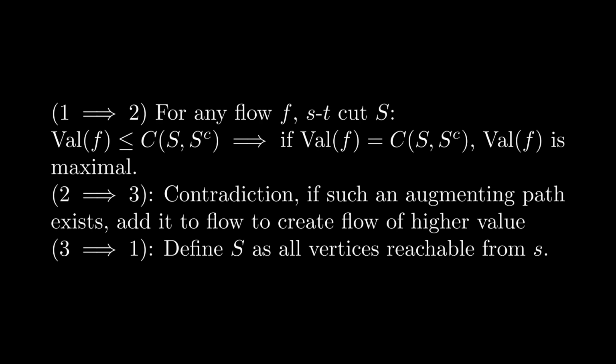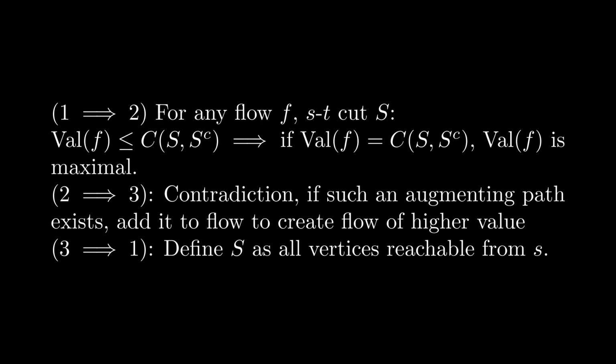Next, we show that 2 implies 3. Suppose that f is a max flow in G, but there is also an augmenting path for f in G. If we add this augmenting path to f, we have a new flow f prime such that the value of f prime is greater than f, indicating that f is not a max flow. Hence, by contradiction, if f is a max flow in G, there must be no augmenting path for f in G. Lastly, we prove that 3 implies 1.